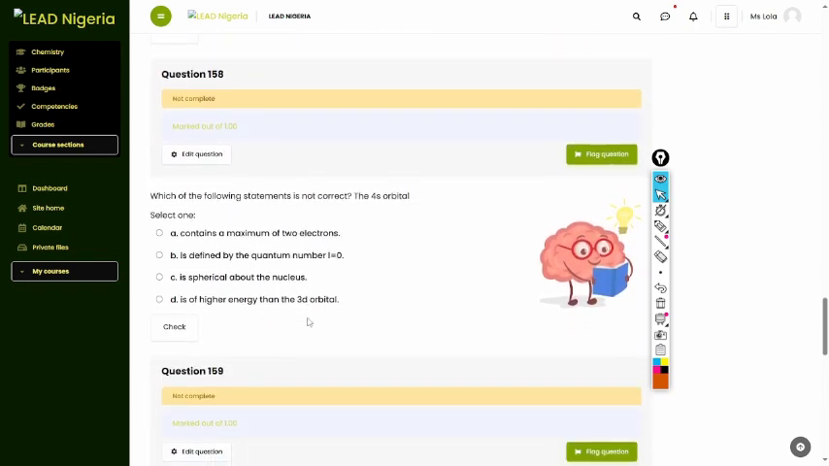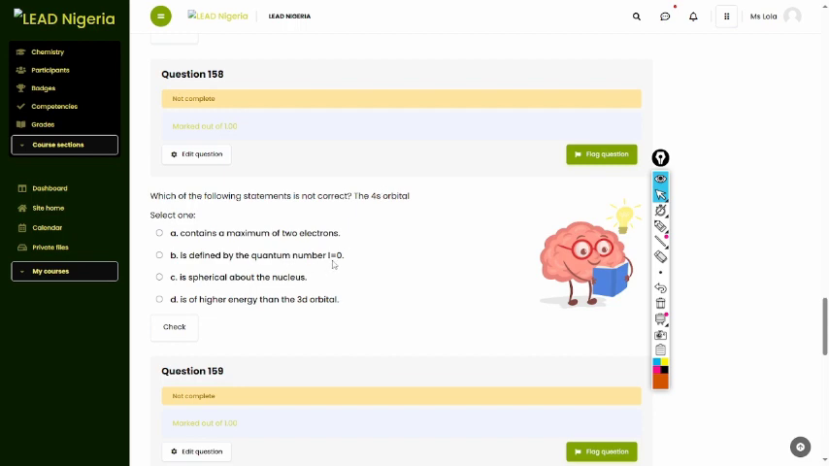Okay, which of the following statements is not correct? The 4s orbital contains a maximum number of 2 electrons. This is true because the s orbital can take a maximum of 2 electrons. It's defined by the quantum number L equals 0.